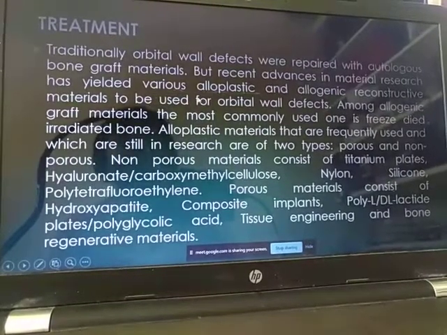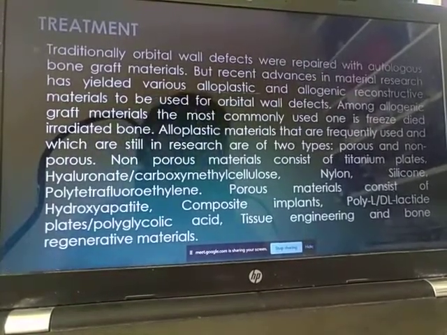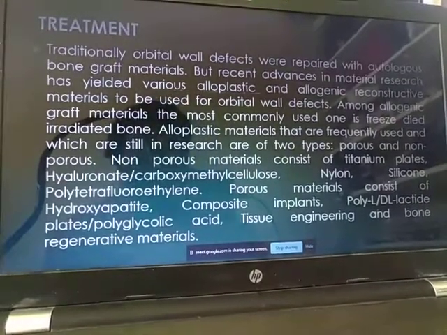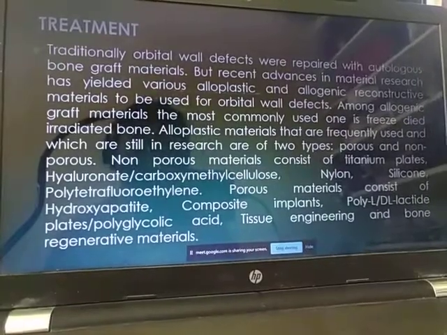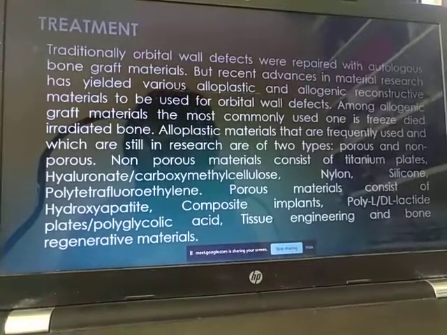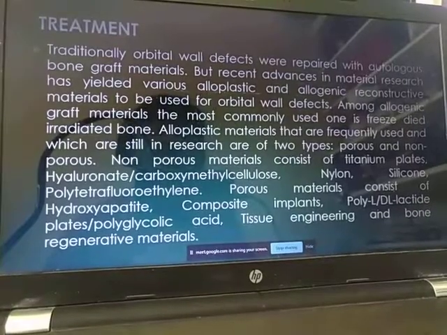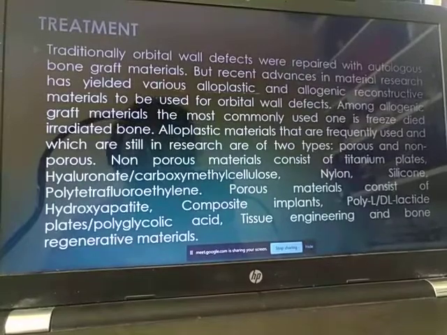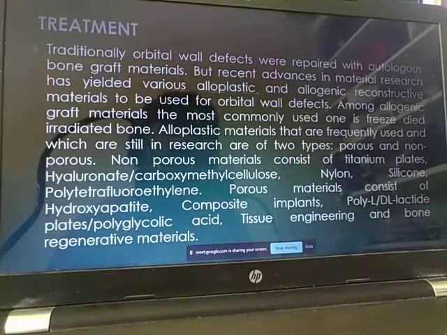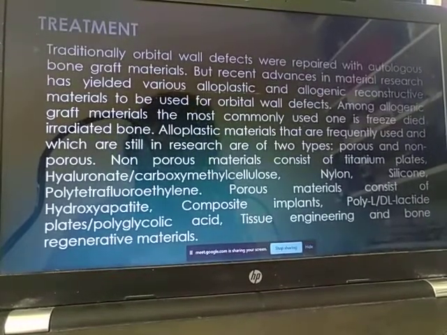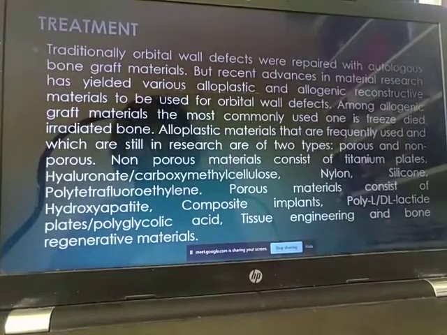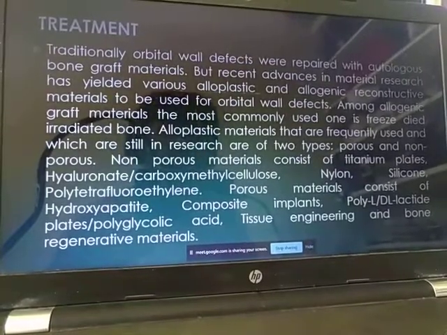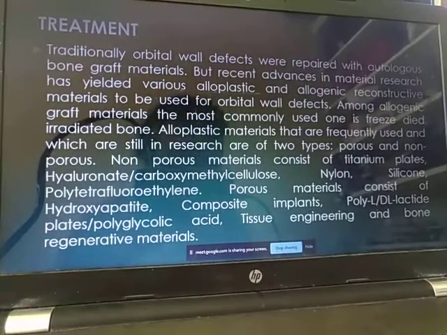So coming to treatment, traditionally orbital wall defects were repaired with autologous bone graft material, but recently, due to various researches being done and technological advancements going on in material sciences, various alloplastic and allogenic reconstructive materials are also being used. Among allogenic graft materials, the most commonly used ones are freeze-dried irradiated bone, and alloplastic materials are frequently used. Most of them are still in research and are of two types: porous and non-porous.